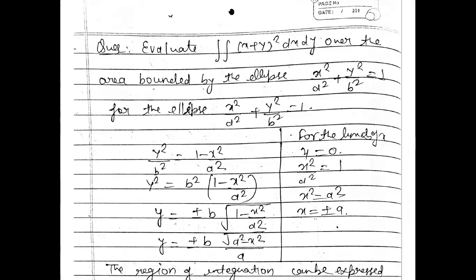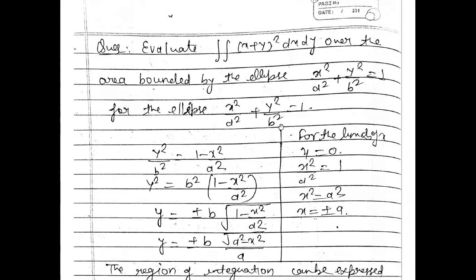Now, there is another example. Evaluate double integration x plus y whole square dx dy over area bounded by the ellipse, right? So we have an ellipse, so limits are not given here. So first we will find the limits.